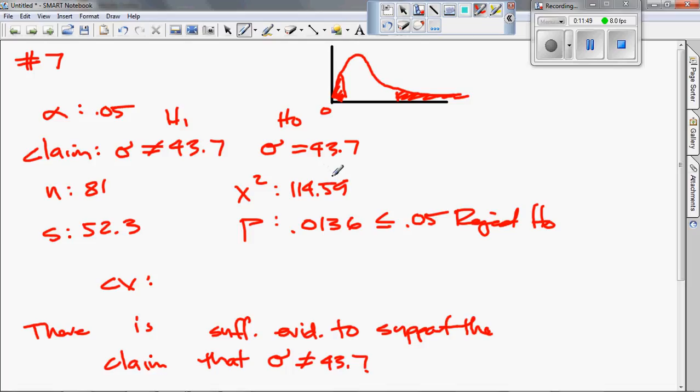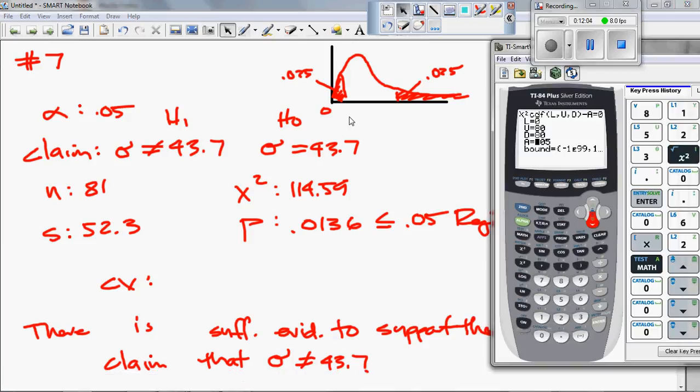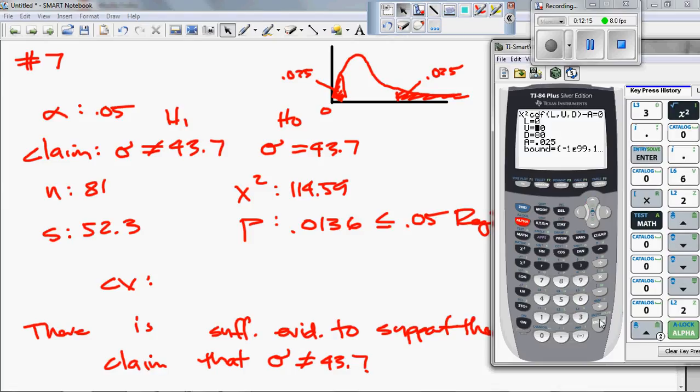So we actually are going to have to do this twice. So this area right here is half of alpha, so that's 0.025. This area here is half of alpha, 0.025. So we'll start with this left critical value. So the area between 0 and this value would be 0.025. And then we're going to go up to the upper boundary, alpha, enter. And that left critical value is going to be 57.15.